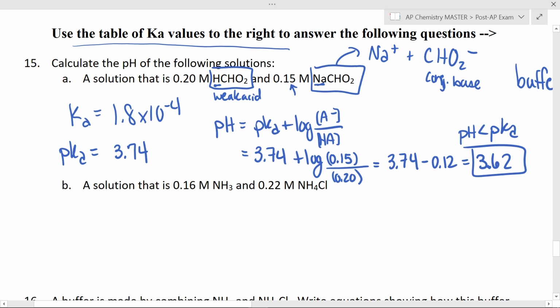Now let's take a look at this next one. I've got a mixture of NH3 and NH4Cl. NH4Cl, that is an ionic compound. You dissolve it in water, it's going to break apart into those ions. And NH4 looks like a weak acid, and NH3 is a weak base. So notice how if you remove a hydrogen from this, you get this right here. So that's my weak conjugate acid-base pair. So again, I have a buffer.